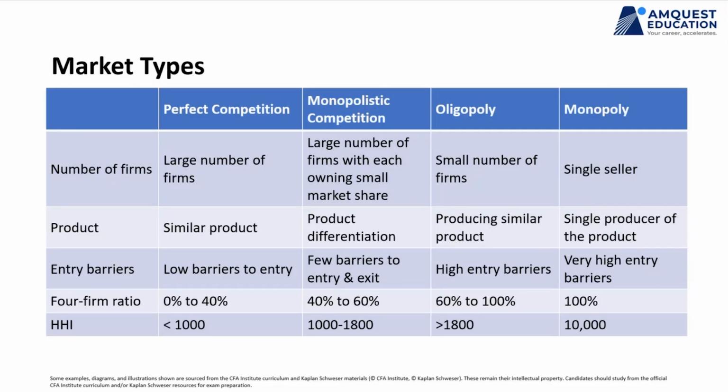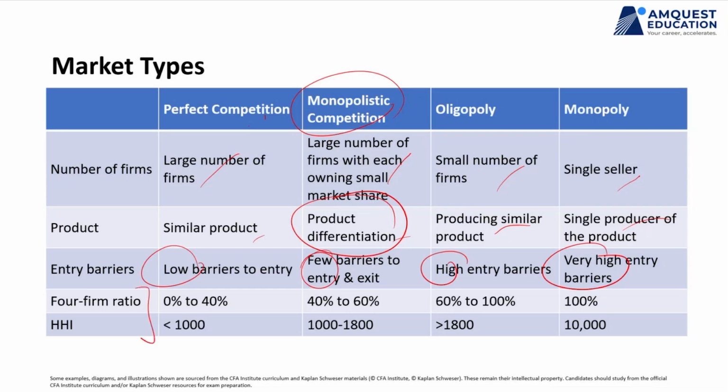This is very critical to learn at the end. Perfect competition has a large number of firms, monopolistic competition has fewer firms, oligopoly has a smaller number of firms, and monopoly has only one firm. Products are normally similar. The only thing is that in monopolistic competition you have differentiation, which happens because they have to compete on product differentiation. Barriers are very low, then they add more barriers, and in monopoly very high barriers, right?